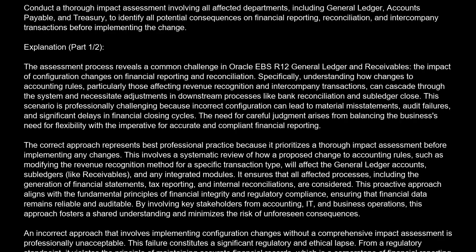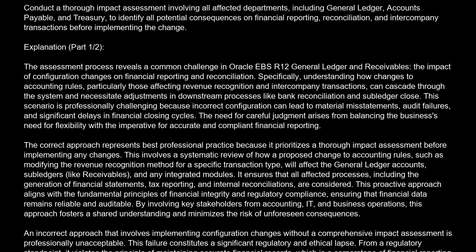This scenario is professionally challenging because incorrect configuration can lead to material misstatements, audit failures, and significant delays in financial closing cycles. The need for careful judgment arises from balancing the business's need for flexibility with the imperative for accurate and compliant financial reporting. The correct approach represents best professional practice because it prioritizes a thorough impact assessment before implementing any changes. This involves a systematic review of how a proposed change to accounting rules, such as modifying the revenue recognition method for a specific transaction type, will affect the general ledger accounts, subledgers like Receivables, and any integrated modules.